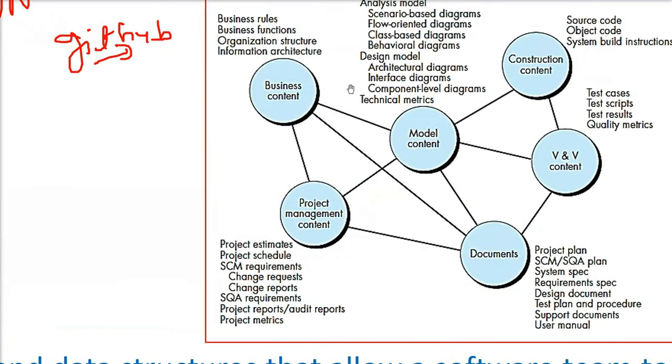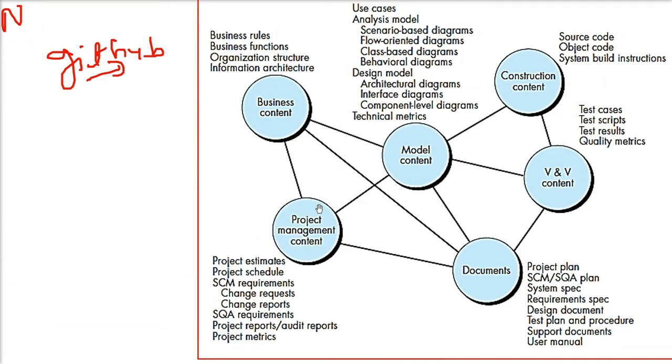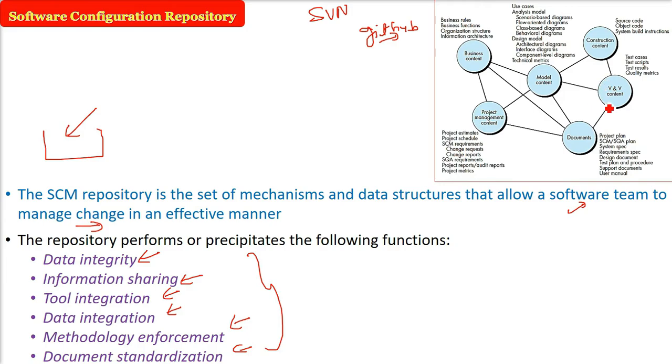See here. These are different round circles which I've shown, but in project management content we have: project estimate, project schedule, the SCM requirement, change request, change report, SQA requirements, project reports, audit reports, and project metrics. So every one of these boxes has all these contents. And where will these contents be? In a repository. In the repository, some may be baselines, some may not be. So this is the repository, and we have a mechanism and data structure to manage change in each of these documents or work products in an effective and efficient way.